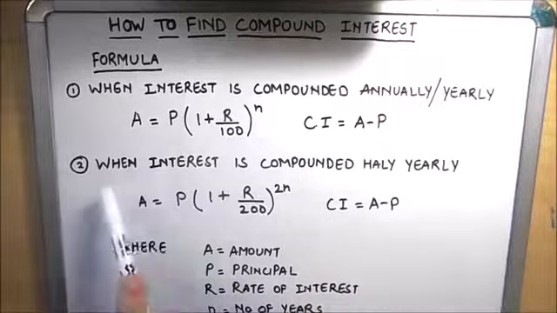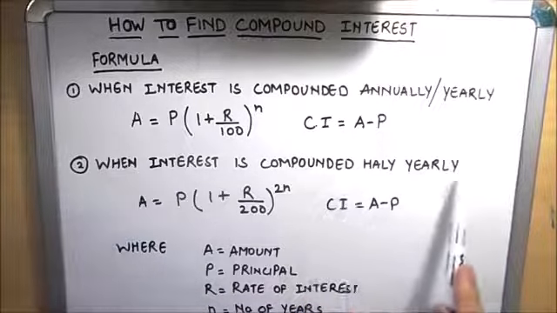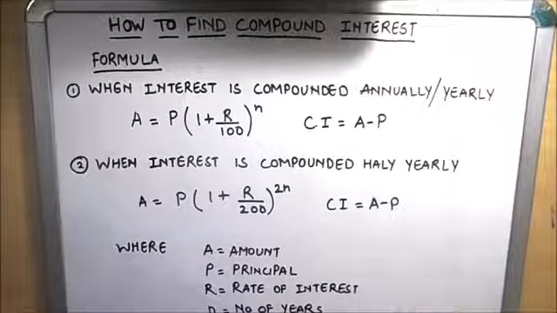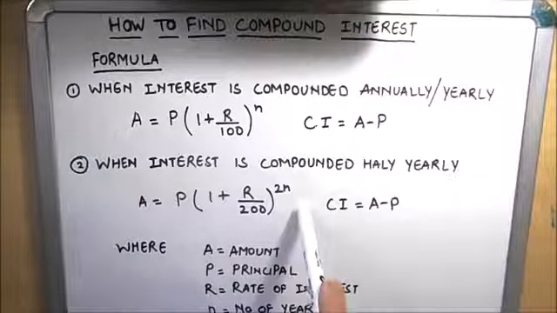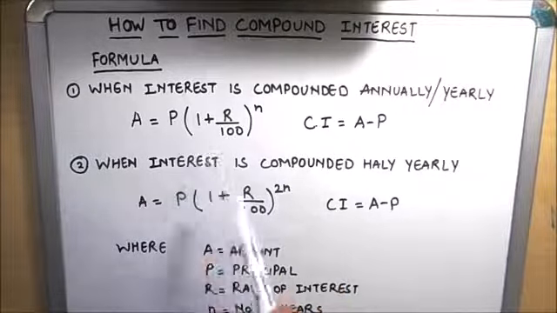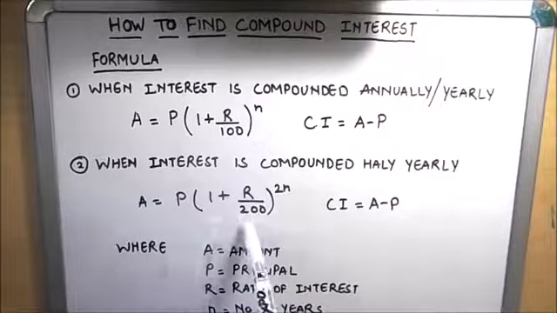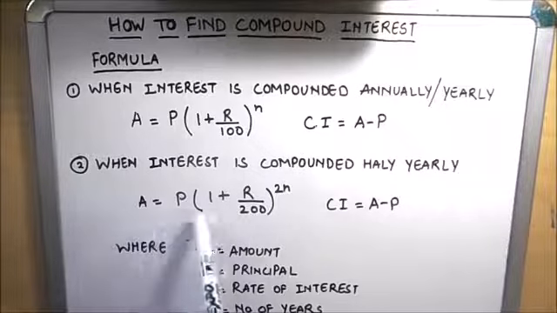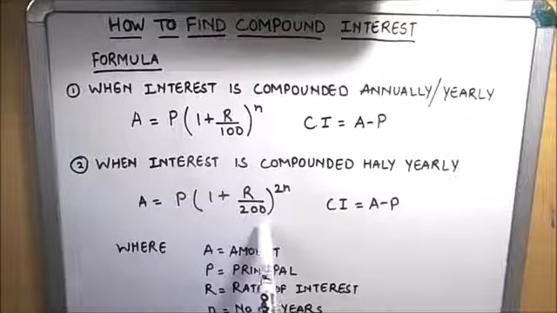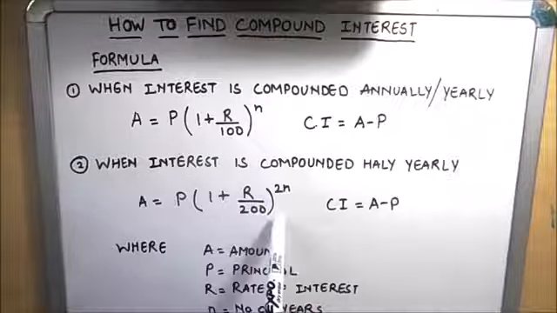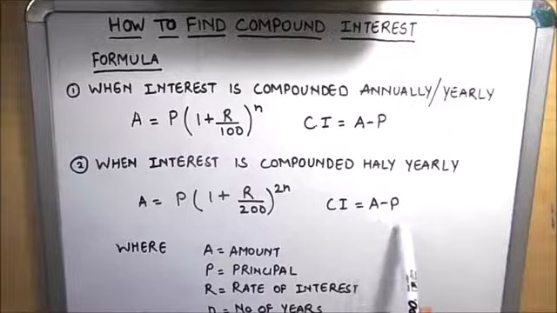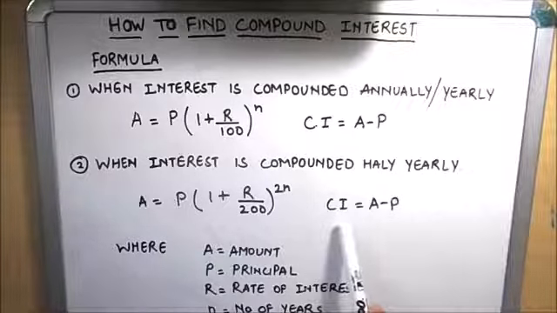The next one is when the interest is compounded half yearly. So when the interest is compounded half yearly, there will be two half years in 1 year, so the n will become 2n and the rate of interest will become half, which is r over 2. So our formula will change to A is equal to P times 1 plus r over 200 whole raised to power 2n. With the use of the formula amount minus principal, we can get the compound interest.